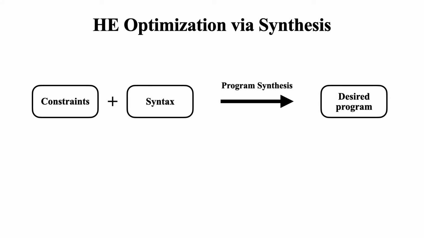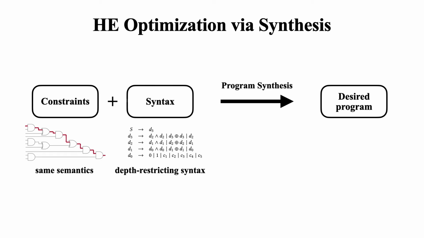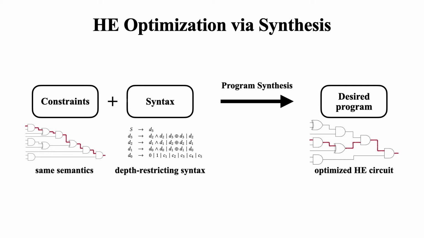For HE optimization, program synthesis can be a suitable solution. Program synthesis constructs a program that satisfies a given constraint using given program syntax. If you set the constraint to find the same circuit as the original, and set the syntax that restricts multiplicative depth to be below a certain level, that brings a new circuit with the same semantics as original but with smaller multiplicative depth. In this presentation, I will call this process optimizing synthesis.